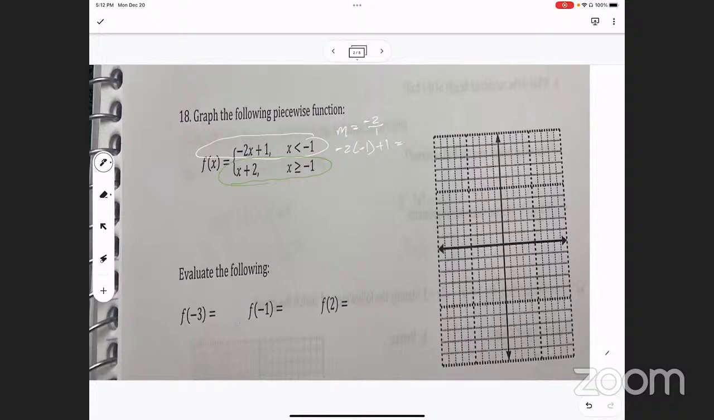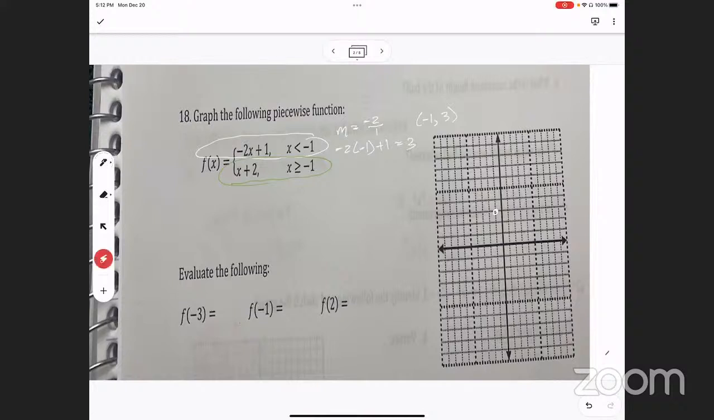So my point is going to be -1 comma 3. But because there's no equal to sign underneath that less than symbol, I'm going to put an open circle there. So -1 comma 3, that's where I'm going to start. Instead of starting at my y-intercept, I'm starting at that point.